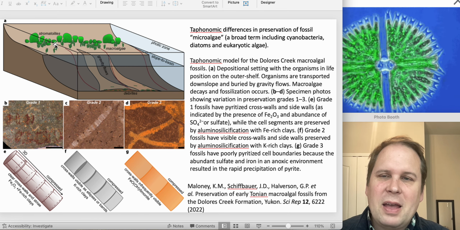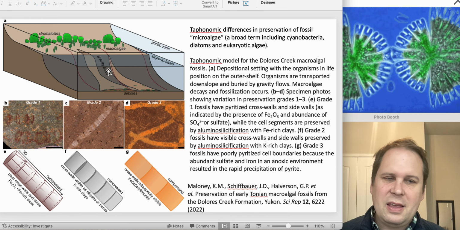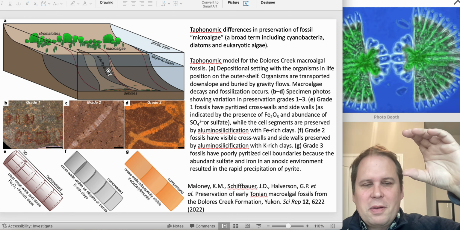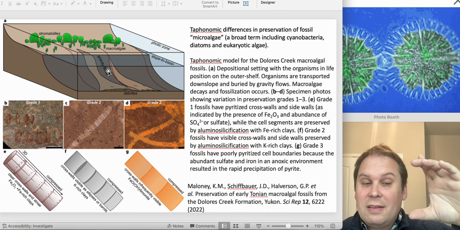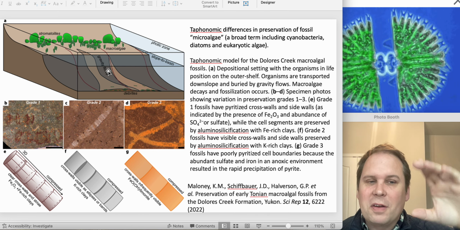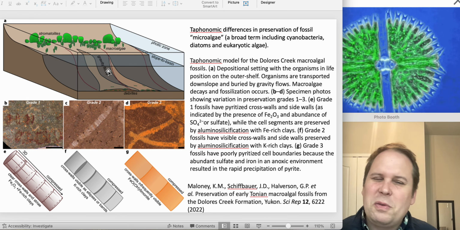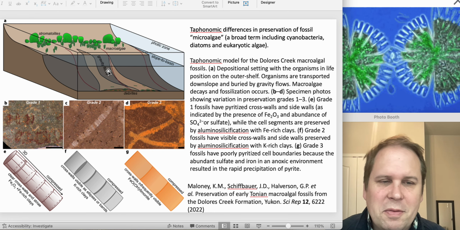So the time, the Tonian, is actually the time. So there's the Ediacaran at the top of the Neoproterozoic, and then there's the Cryogenian in the middle, where we think the Earth froze over. We'll get to that. And then there's the Tonian, which is at the bottom. It's about 280 million years, if I remember right.